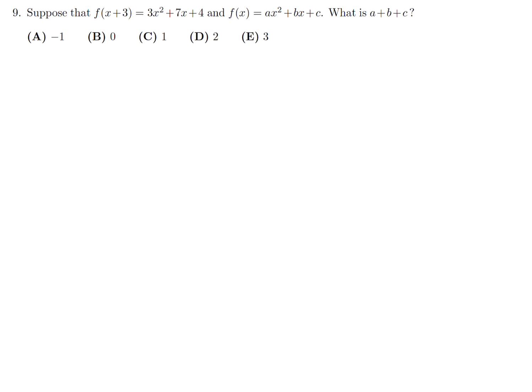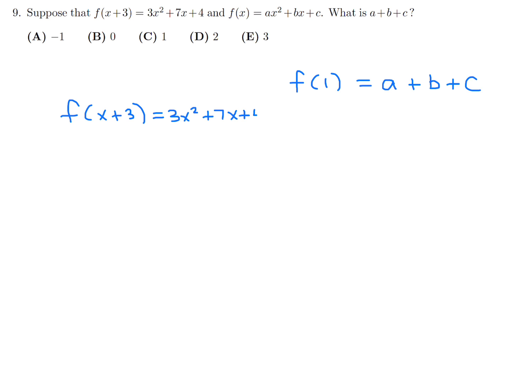Suppose that f at x plus 3 is equal to 3x squared plus 7x plus 4. F at x is equal to ax squared plus bx plus c. What is a plus b plus c? All right. Well, if you have f at 1 in that formula, it will get rid of the x's, and you're just left with a plus b plus c. So what I'm going to do is figure out what is the value of f at 1 using that formula. So this is 3x squared plus 7x plus 4.